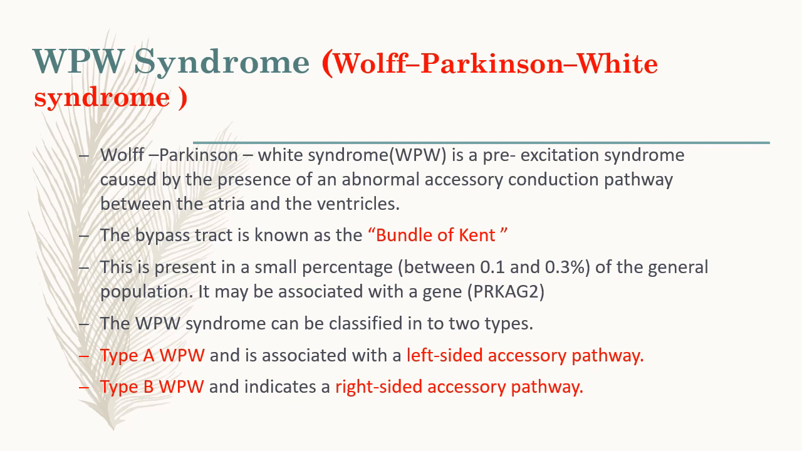WPW syndrome can be classified into two types. WPW syndrome type A is associated with a left-sided accessory pathway, and type B indicates a right-sided accessory pathway.